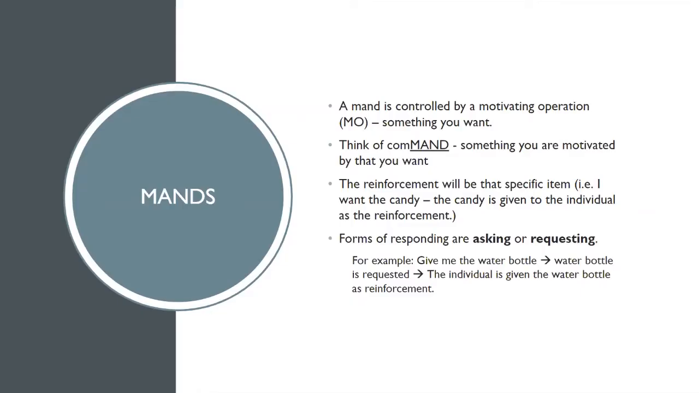Manding is a verbal operant that is controlled by a motivating operation, which is something that is motivating and you want it. With manding, think of command. You are demanding something that you want or need. When the speaker is manding, the item that they are manding for is their reinforcement. For instance, if the speaker is manding water and his mom gives him water, the water is the reinforcement. Remember, mands are controlled by motivating operations, not discriminative stimuli.